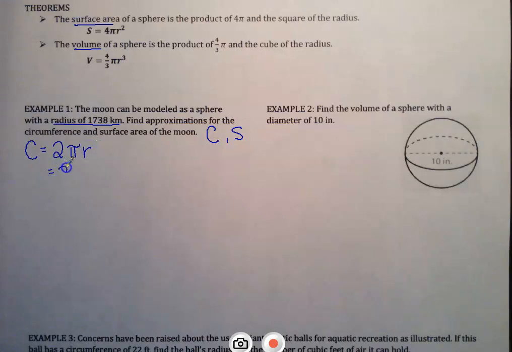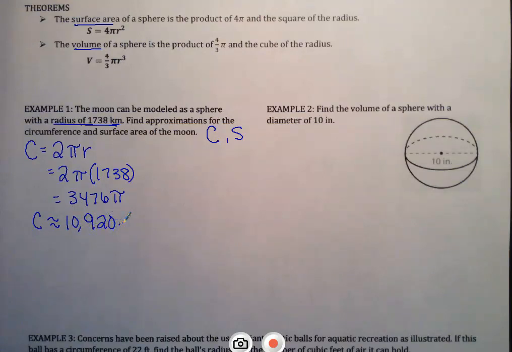So we know that this is 2 pi, and our radius up here is 1,738. So 2 times 1,738 is 3,476 pi. Or we're looking for an approximation, so our circumference is approximately 10,920.18 kilometers. Notice it's not kilometers squared or kilometers cubed because we're doing circumference, just the distance around.